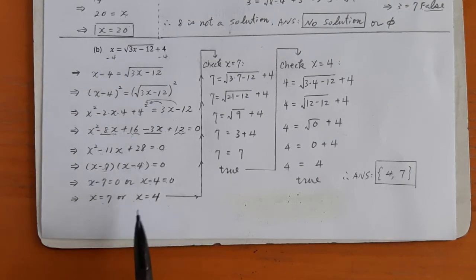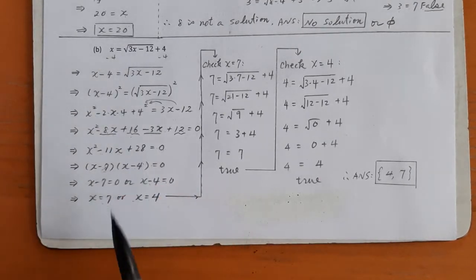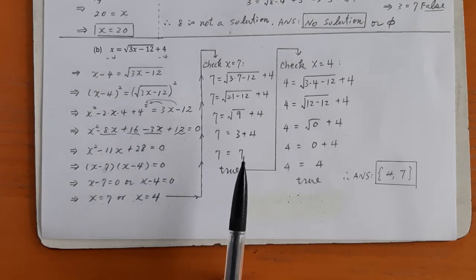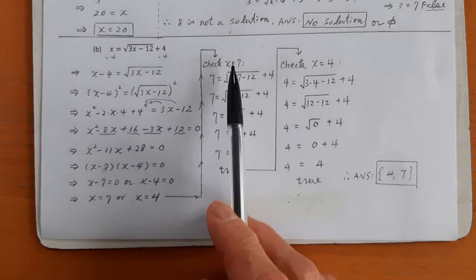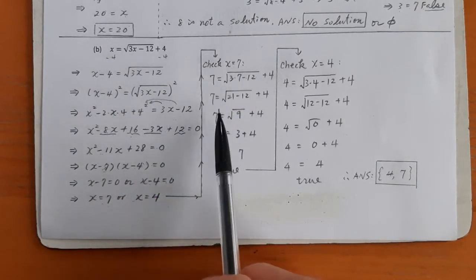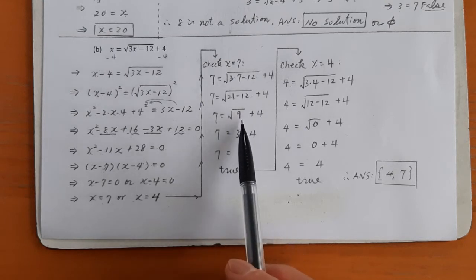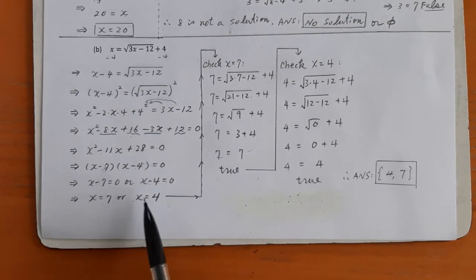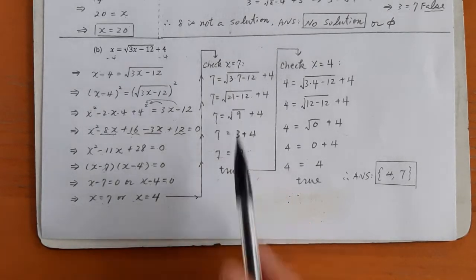And you always need to plug into the original equation to check it. So x equals 7, put it in. 3 times 7 minus 12, 21 minus 12 is 9. Take the square root, it's 3. 3 add 4 equals 7. True. So x equals 7 is a solution.